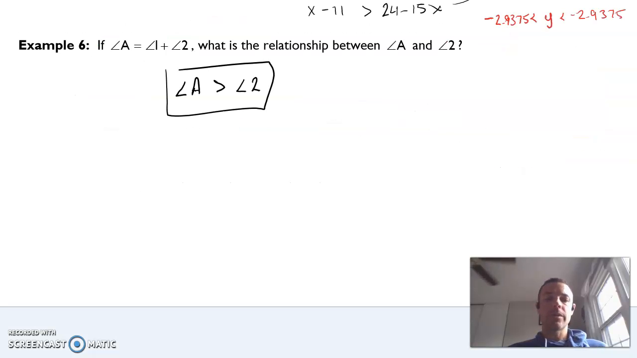And for the last one, don't overthink it. Angle A is angle 1 plus angle 2, so angle A has to be greater than angle 2. Angle A is made up of angle 2 as part of it, so it has to be the bigger of the two values.